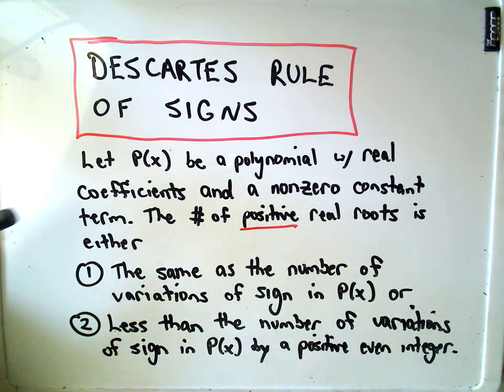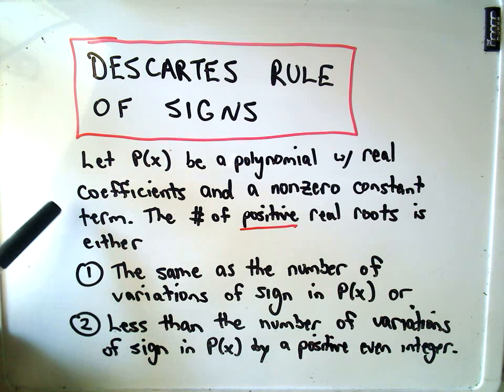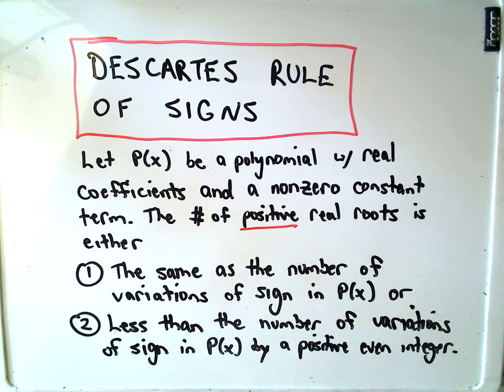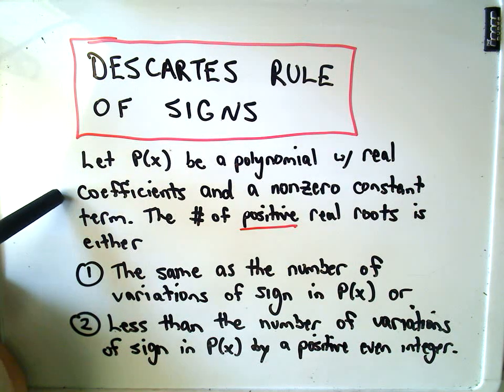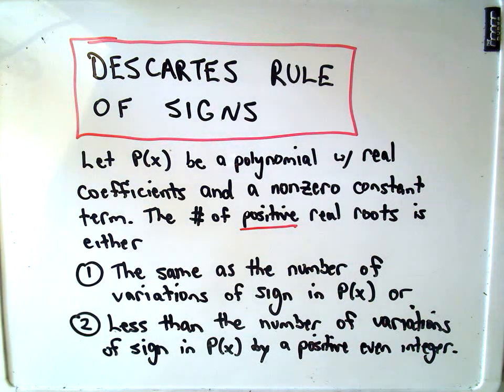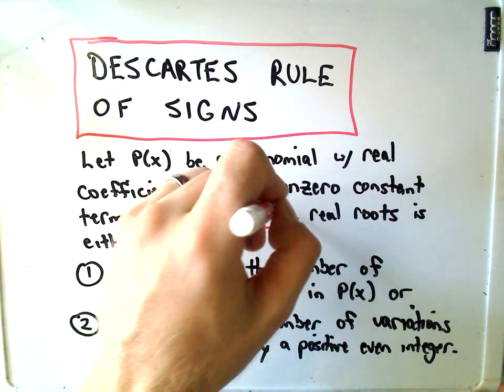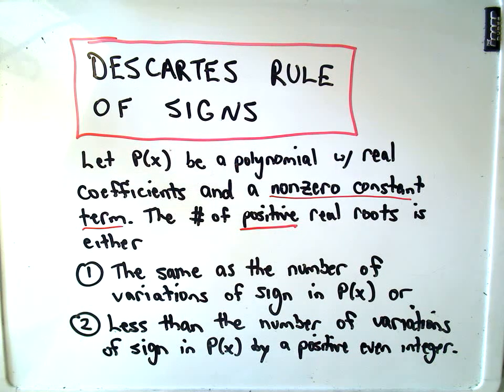So Descartes' rule of signs says for a specific case, if you have a polynomial, it's not going to actually find the roots or the zeros of that polynomial, but it'll give us some information about what could happen. So not a direct solution, but at least you're getting some information. It says, let p of x be a polynomial with real coefficients and a non-zero constant term. This is going to be important, having a non-zero constant term. We'll revisit that in one of the problems.